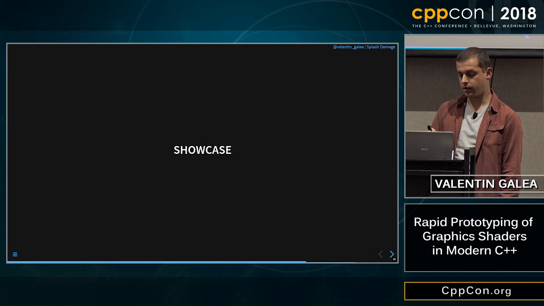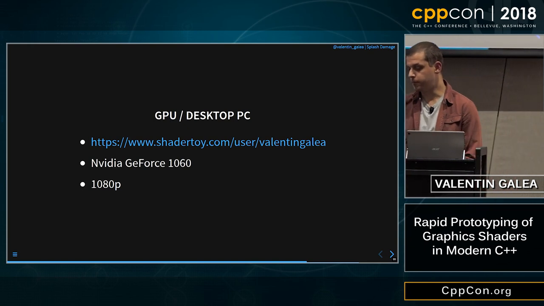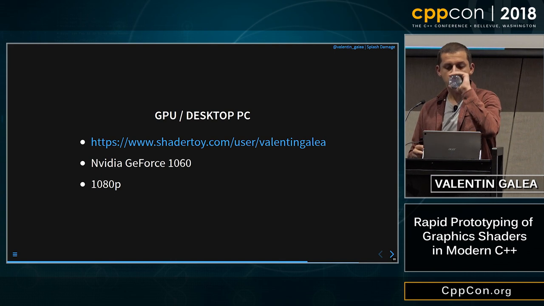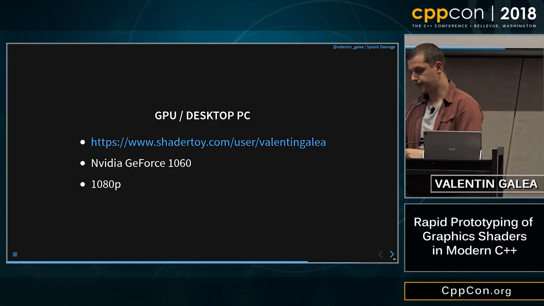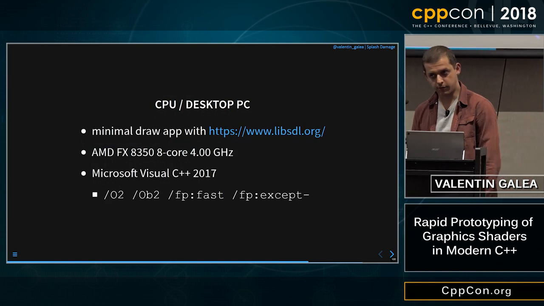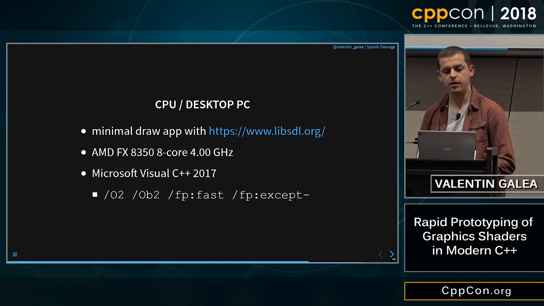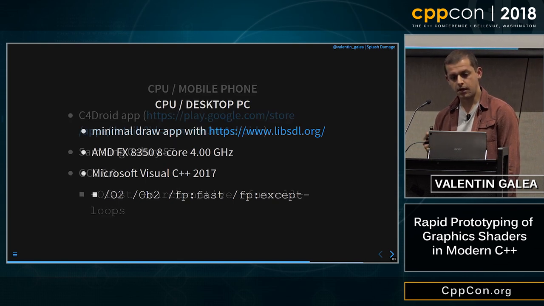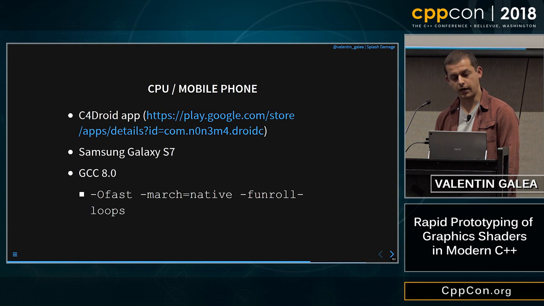Right. Okay. Let's show a bit of benchmark and showcase. So we're gonna compare against the GPU on 1080p, Full HD. Then we're going to compare on the desktop, which is a regular 8-core CPU with Visual Studio, with all the optimizations. And then we're going to try it on the mobile phone, like I showed you.